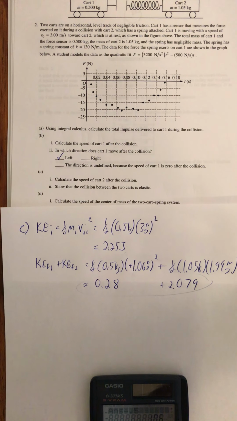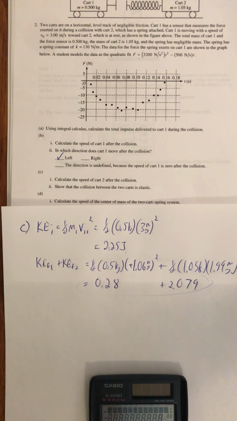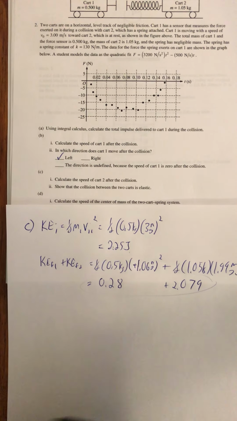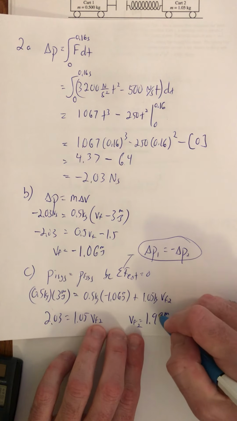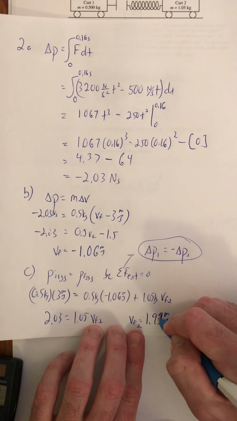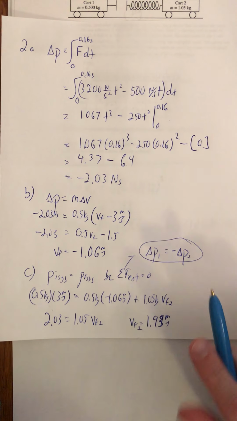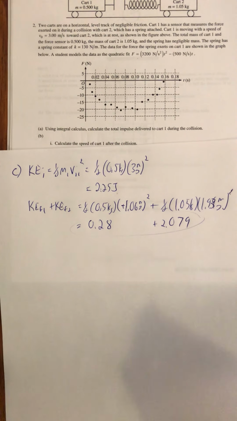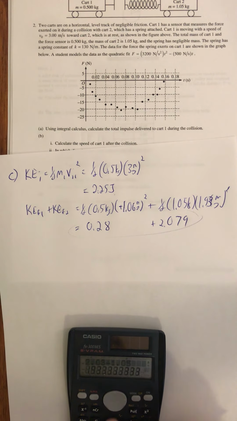No, it doesn't look like I have made a math error anywhere. Oh, there it is. Okay. Sorry, folks. Coming back here, this should have been 1.93. All right. So then this is 1.93, and let me put that back in.